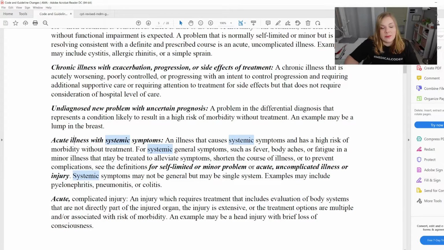And then it says systemic symptoms may not be general, but may be a single system. Examples may include pyelonephritis, pneumonitis, or colitis. Now keep in mind that it says systemic symptoms, so an acute illness with systemic symptoms. You can find online examples of systemic diseases, but that's not what we're talking about. We're talking about an acute illness that has systemic symptoms.